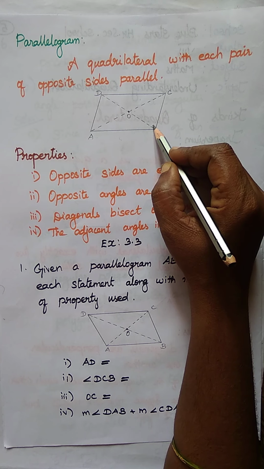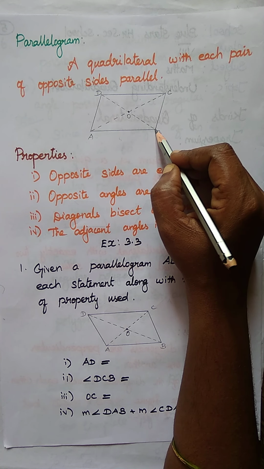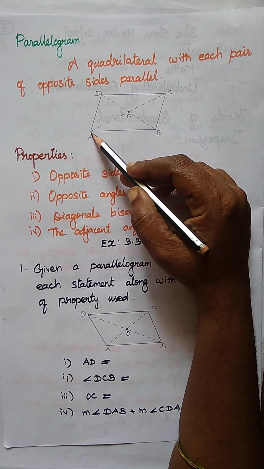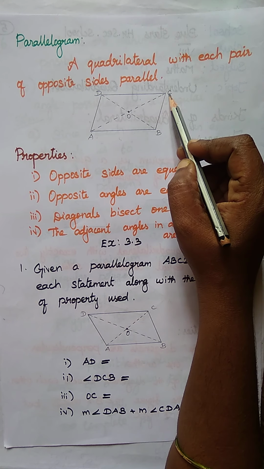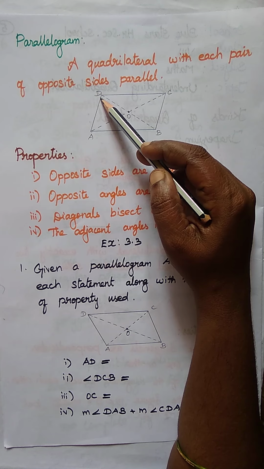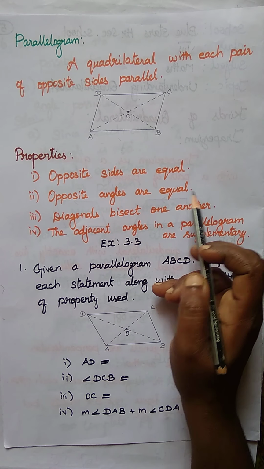Next, second property, opposite angles are equal. What is the angle of B? That is equal to D. What is the angle of A? That is equal to angle C. Angle A and angle C are equal, angle B and angle D are equal. That is, opposite angles are equal.